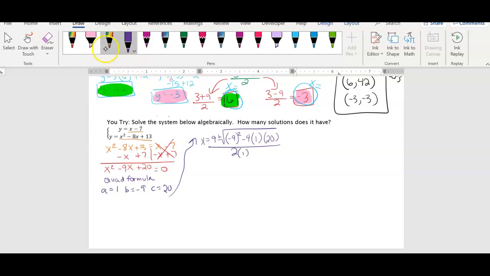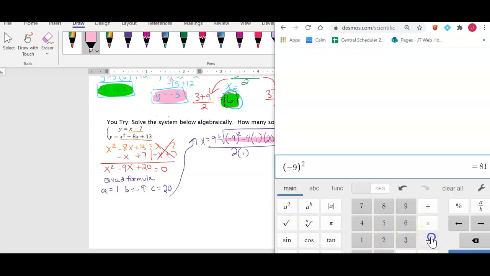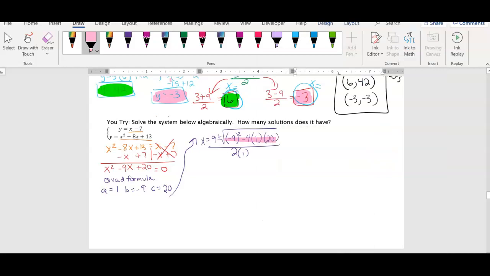Now I need to put that part under the square root into the calculator to see what that equals. So I'm typing the numbers in, minus 4 times 1 times 20. And I get 1 as my final number. So I'm replacing all of that with a 1.